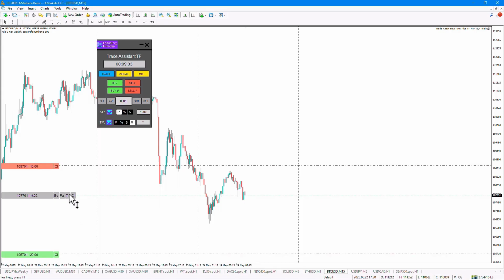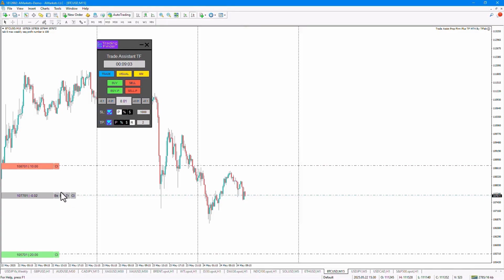The next option is related to the trailing stop. By selecting this option, if the price is in profit, it will move my stop into my profit zone, and after that, it will automatically move my stop to protect the profits from my trade. And the last option is related to closing, and by selecting this option, my trade will be closed.